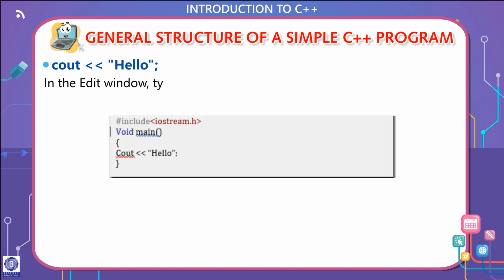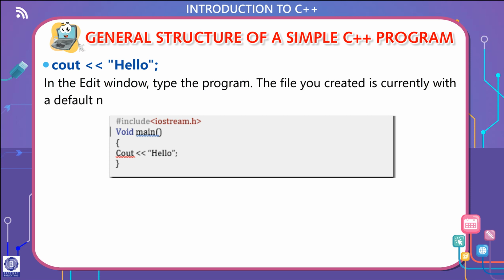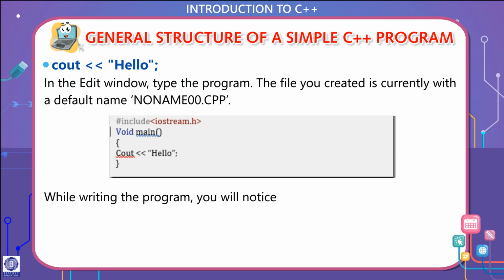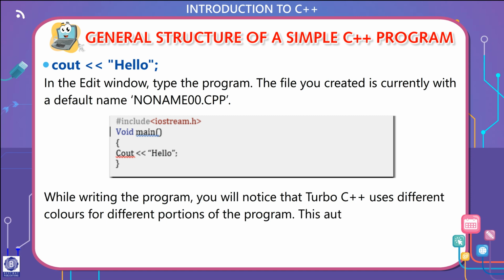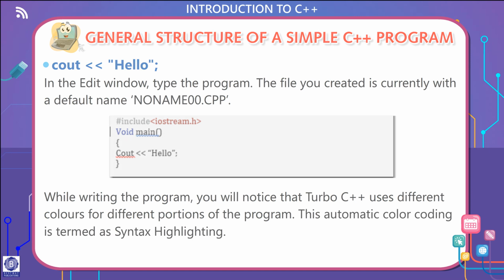In the edit window, type the program. The file you created currently has a default name, NONAME00.CPP. While writing the program, you will notice that Turbo C++ uses different colors for different portions of the program. This automatic color coding is termed syntax highlighting.